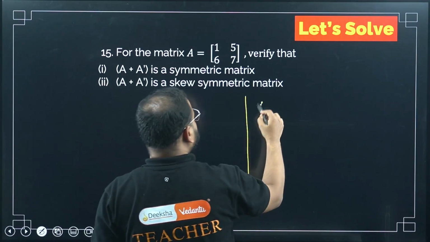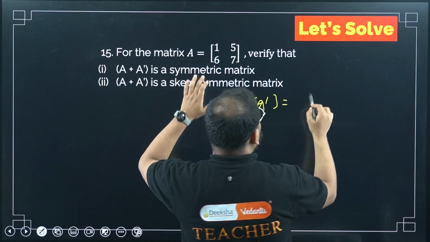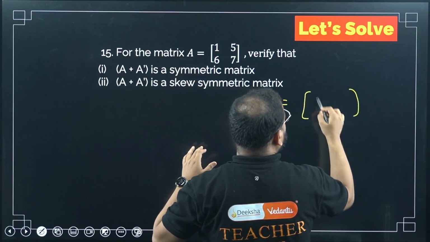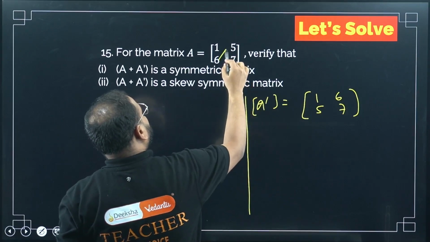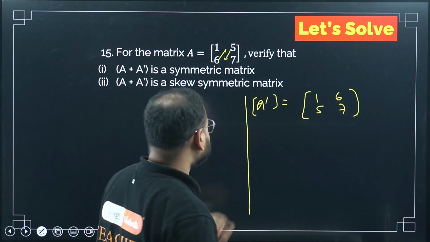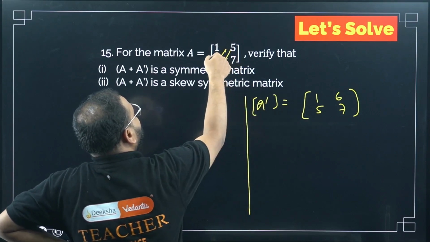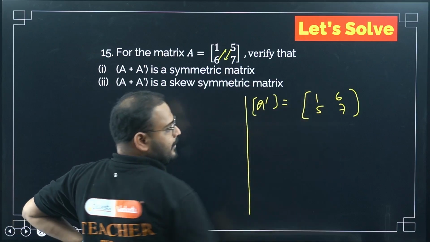So let's find the A transpose first. What is A transpose going to be? So I'll keep 1 and 7 as it is, because they are diagonal elements, and 5 will come here and 6 will go up. Correct, right? Transpose, no? So 5 will come down and 6 will go up. Okay, sir? Yes, see, row becomes column, column becomes row. 1, 5 was a row, becomes a column, 6, 7 was a row, becomes a column again.